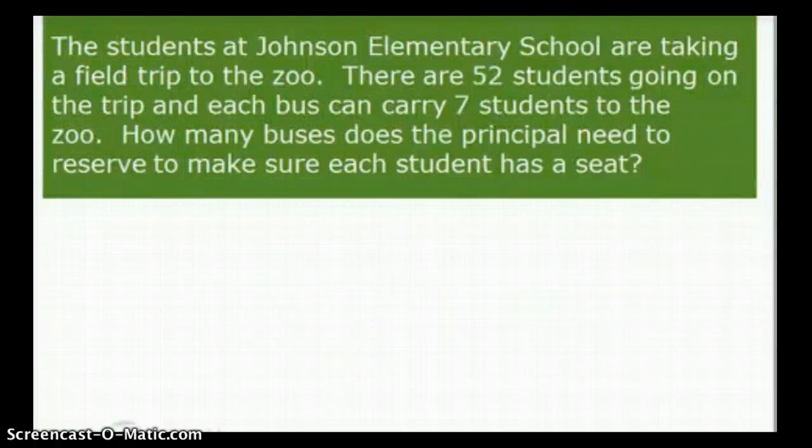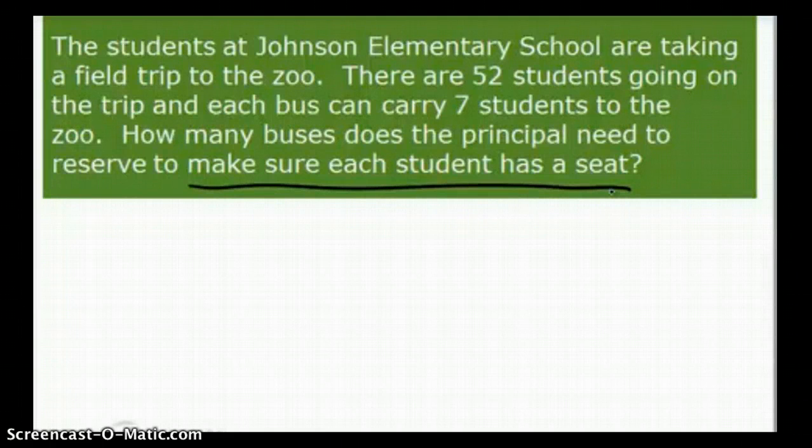The students at Johnson Elementary School are taking a field trip to the zoo. There are 52 students going on the trip, and each bus can carry 7 students to the zoo. How many buses does the principal need to reserve to make sure each student has a seat? So there's lots of important information in this problem. One thing that's really important is that I want to make sure each student has a seat. So we don't want to have any students left over that can't go on the field trip with us.